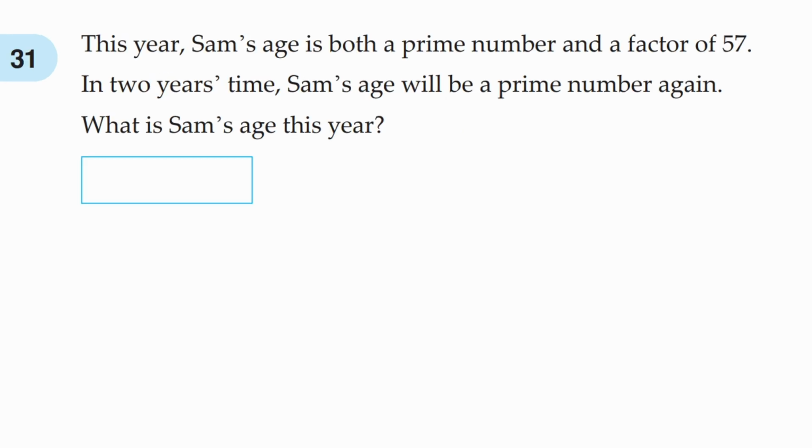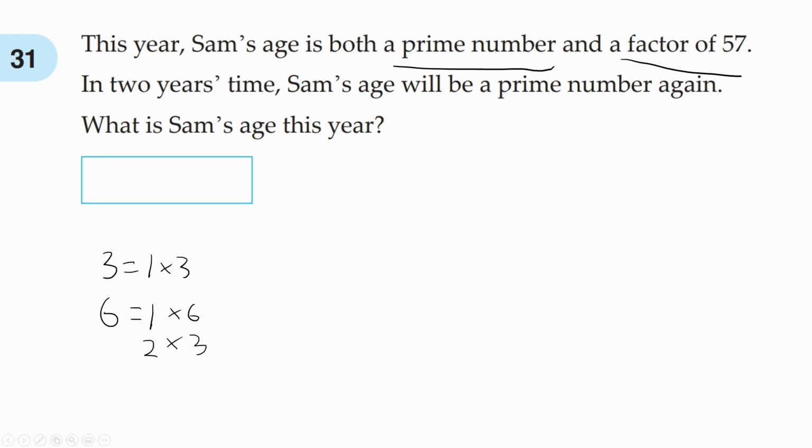Question 31. This year, Sam's age is both a prime number and a factor of 57. In 2 years' time, Sam's age will be a prime number again. What is Sam's age this year? Okay, so in case you don't know, a prime number is a number that's only divisible by 1 and itself. So 3 would be a prime number because its only factors are 1 and 3. 6, however, would not be a prime number because its factors are 1 and 6 and 2 and 3.